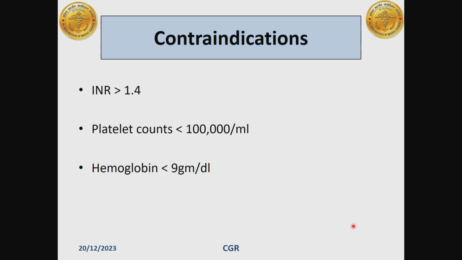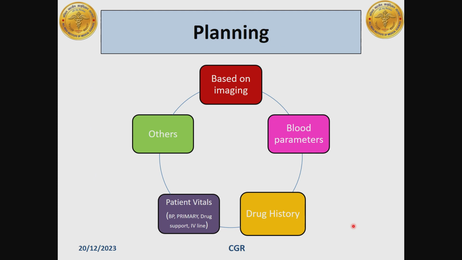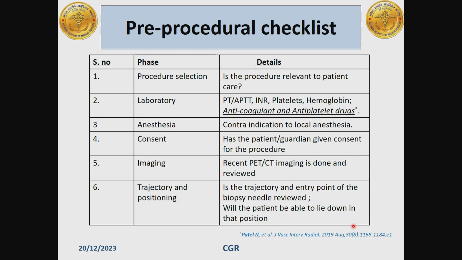The contraindications to this procedure are similar to any intervention, that is, an INR of more than 1.4, platelet counts of less than 1 lakh, and hemoglobin of less than 9 grams. Now, the planning of this procedure is based on the imaging of the patient as well as the patient parameters. To begin with, we first see whether this procedure is relevant to the patient or not, because this procedure requires radiopharmaceutical introduction. Second, we check the laboratory parameters, that is, the coagulation profile, and also check any anticoagulants or antiplatelet therapy the patient is on.